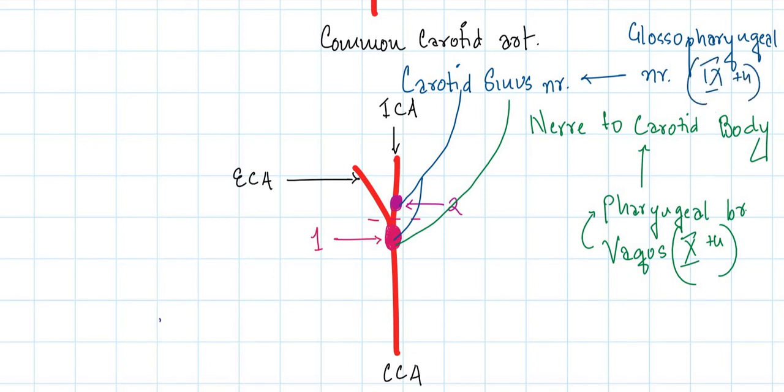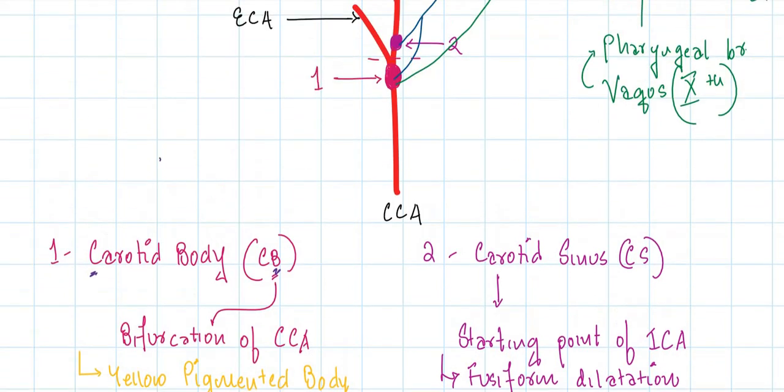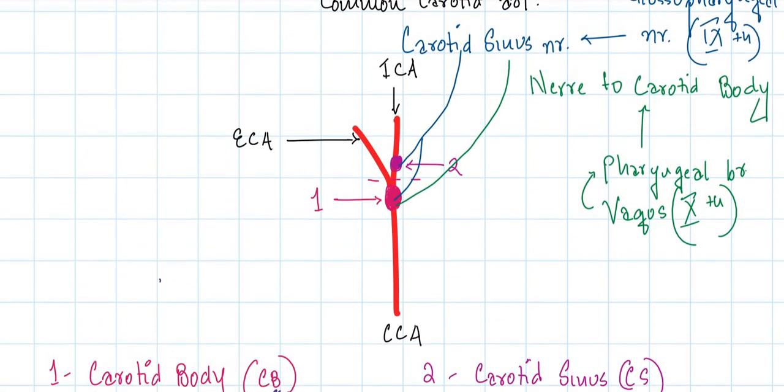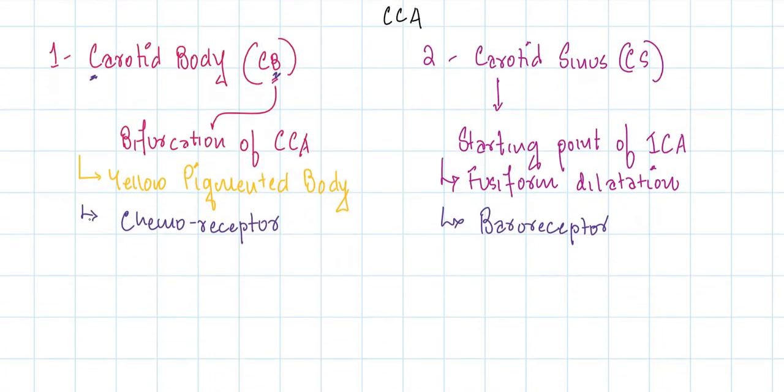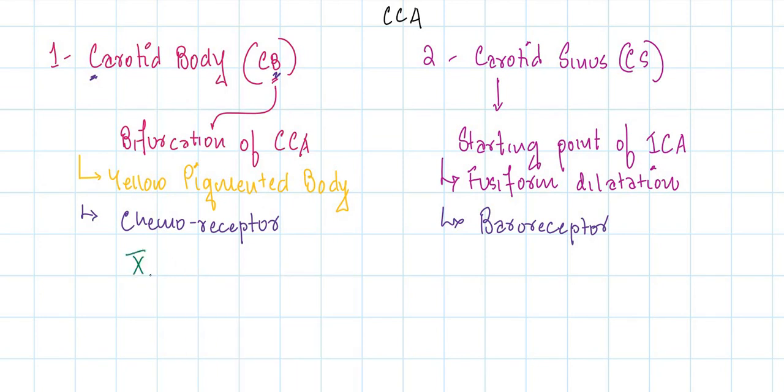Now let's write down the nerve supplies. What is the nerve supply of the carotid body? The carotid body is supplied by the 10th cranial nerve. The nerve to carotid body comes from the pharyngeal branch of the vagus nerve, and it is supplying the carotid body.